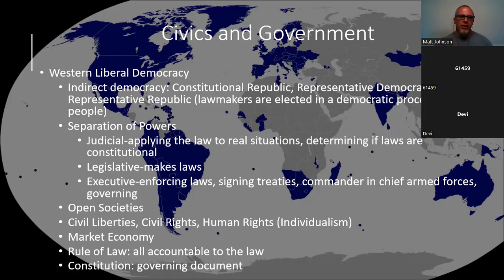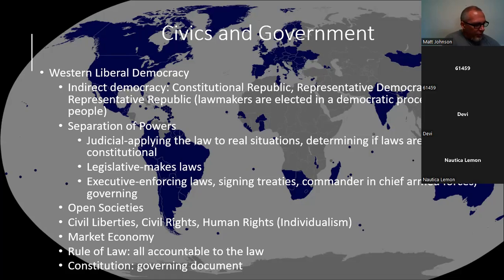And so a little bit of background into that, and what does that mean? What kind of government do we have in the United States? How does it operate? So we'll dive into that a little bit. And for starters, we'll talk about the idea of a Western liberal democracy, which is what the United States is.